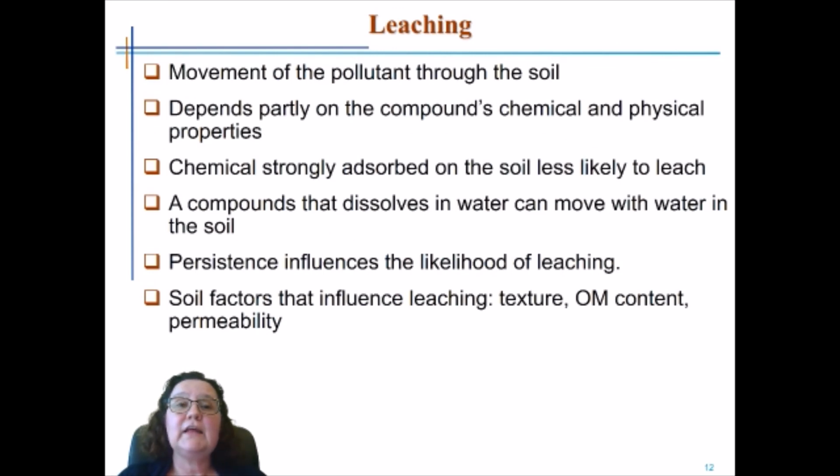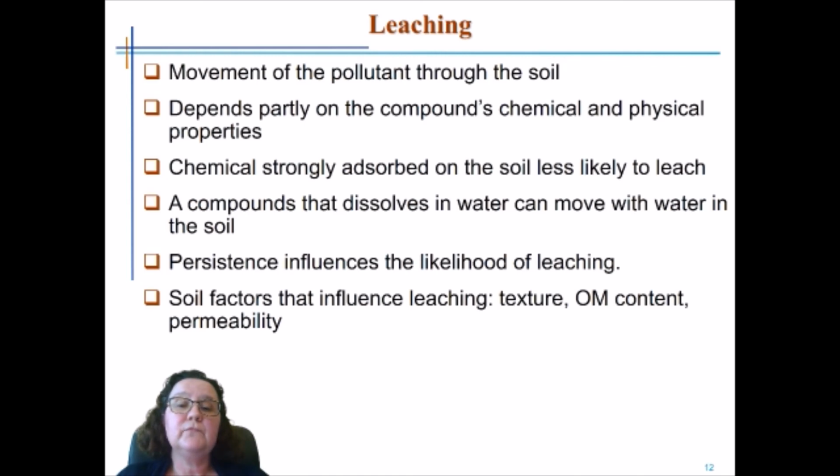They also have the ability to move through the soil, and we call that leaching. And how easily a compound will leach, how easily it will move across the soil, and dissolve in water and move through the soil, depends on that chemical's physical and chemical properties. When a persistent organic pollutant is strongly adsorbed on the soil, it is less likely that it will leach. And a compound that has a low solubility in water will not dissolve in water so easily, and it will not move away from the soil. And the opposite is also true. If the compound is more soluble in water, it is more likely to leave the soil and get into the water.